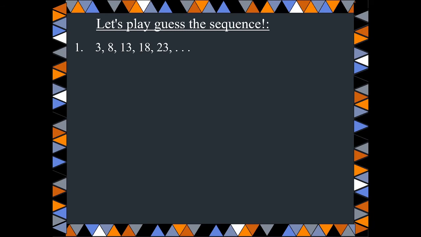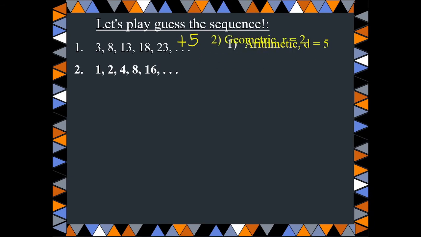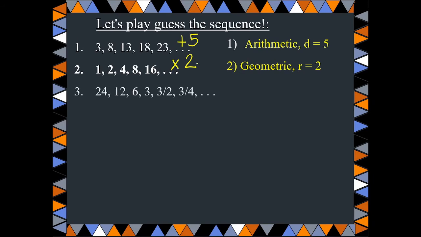Okay, this is arithmetic, and the common difference is 5. So take note, the pattern is plus 5. Let's have example number 2. Yes, this is geometric because look at the pattern. The pattern is multiply this by 2. Okay? Let's have number 3.